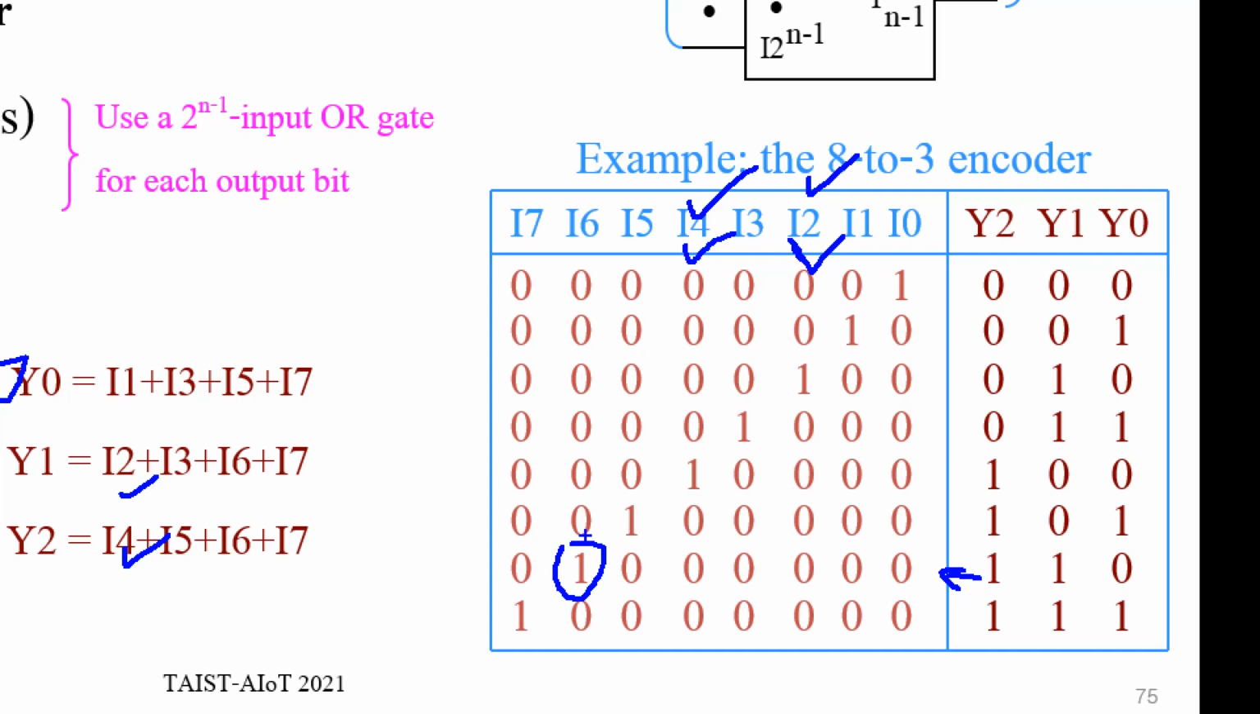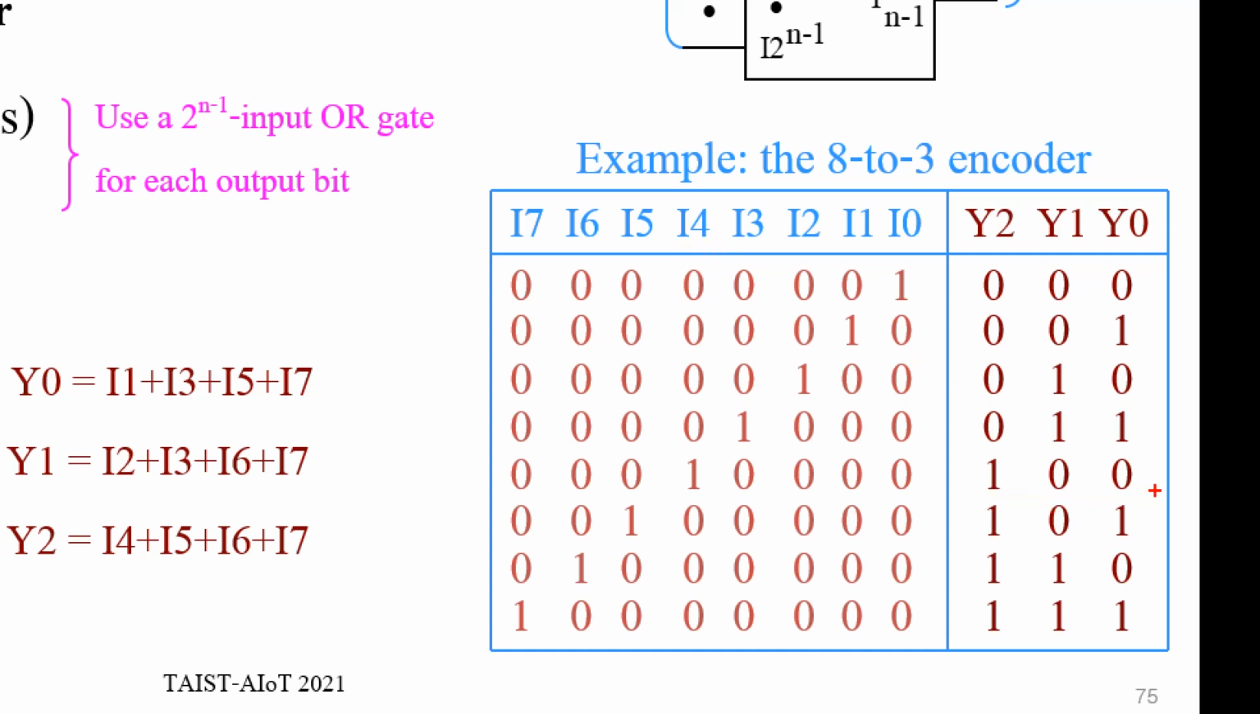Your output becomes 6, but your input is not I6, right? It is I4 and I2. So what should the result be? One of the solutions may be this: if I4 and I2 are active at the same time, you decide that the output should be shown as I4, namely the output should be 100.